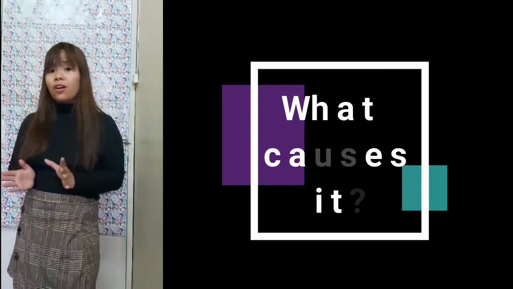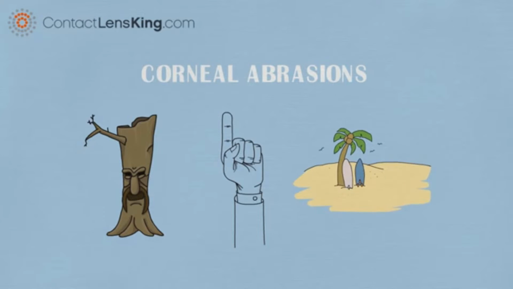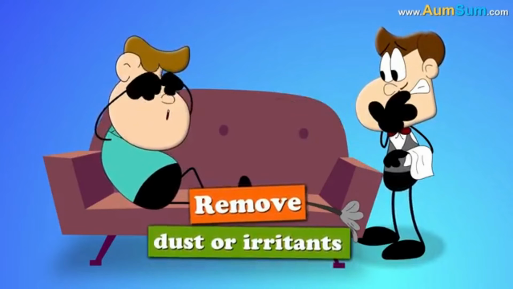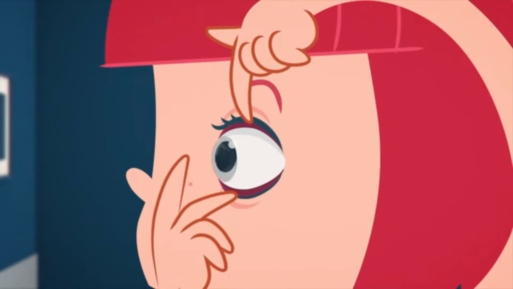So what causes corneal abrasions? Like walking into a tree branch, poking your eye with a fingernail, or getting dirt, sand, or foreign matter inside your eye, getting chemicals inside your eye, rubbing it too hard because of lack of sleep, or removing dust or irritants, and also wearing poor-fitting, dirty contact lenses.